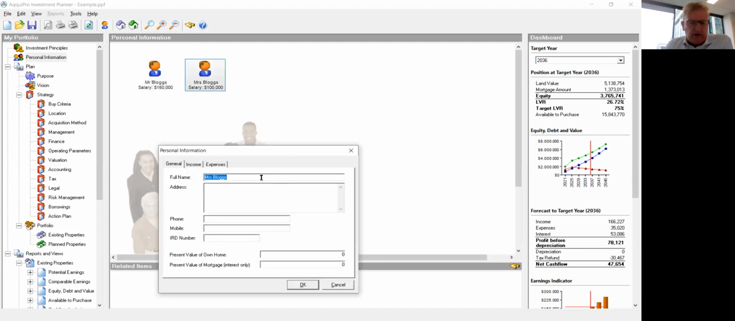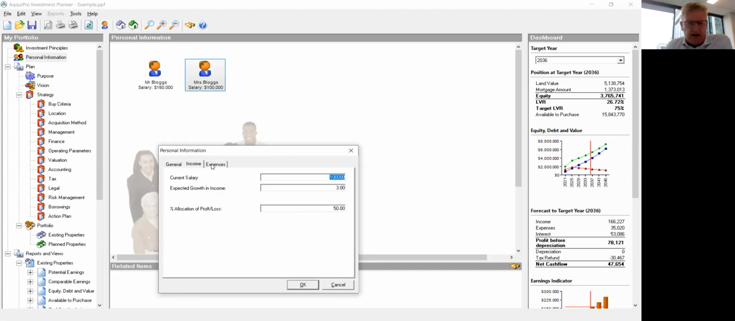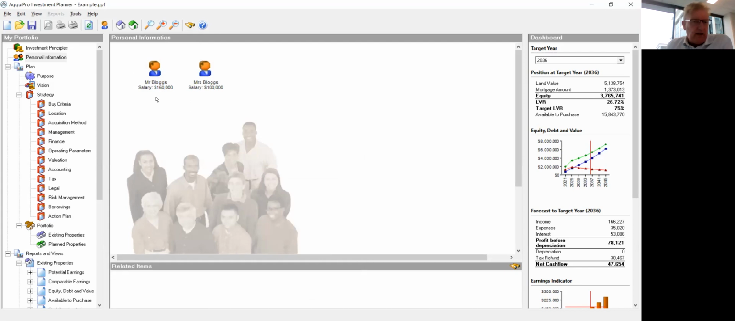Not all of this is relevant in the current environment. We'll talk a bit more about that later. Same again for the partner. Right, as you can see there.